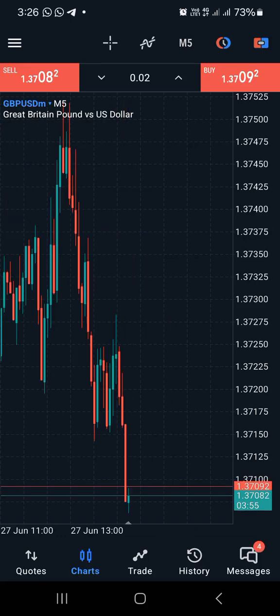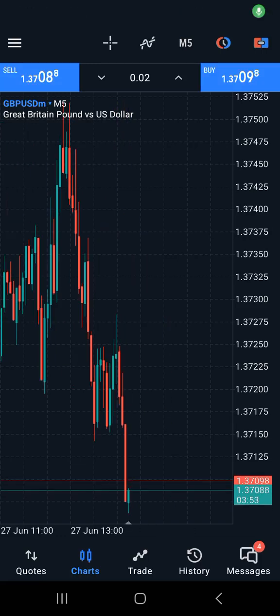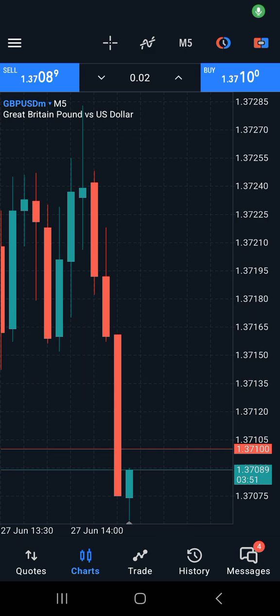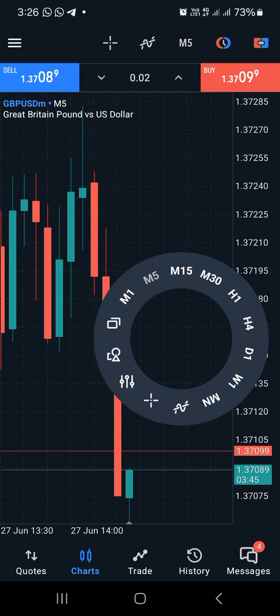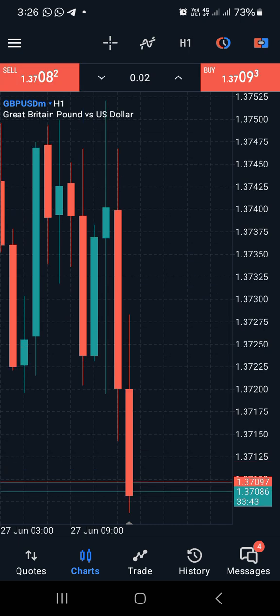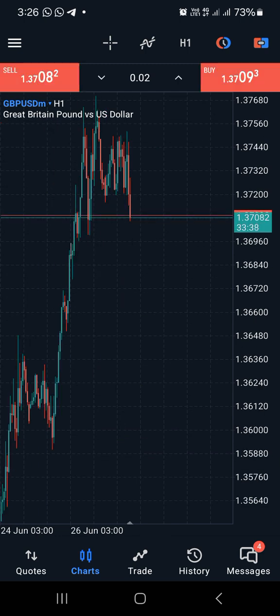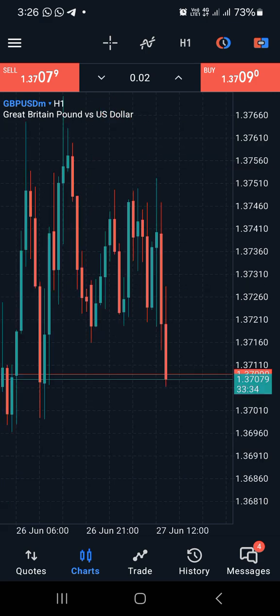Today we're talking about resistance and support. And the first thing is this is a 5 minute time frame, so we are going to change it to something like H1 and the 1 hour chart. So let's see what can happen here.